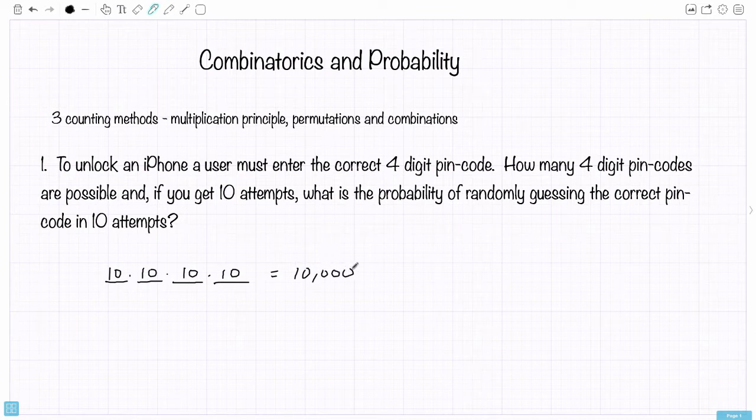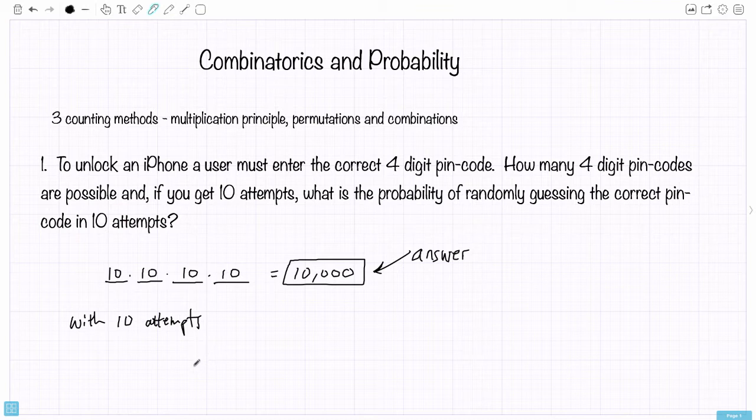Begin to imagine it as like a tree that's starting to grow. With the first decision, there were 10 branches, and each of those 10 branches would then have 10 more branches, followed by another 10 branches and another 10. And so ultimately at the end you have 10,000 different branches that you could have followed in selecting one digit at a time. So how many 4-digit PIN codes are possible? The answer is 10,000.